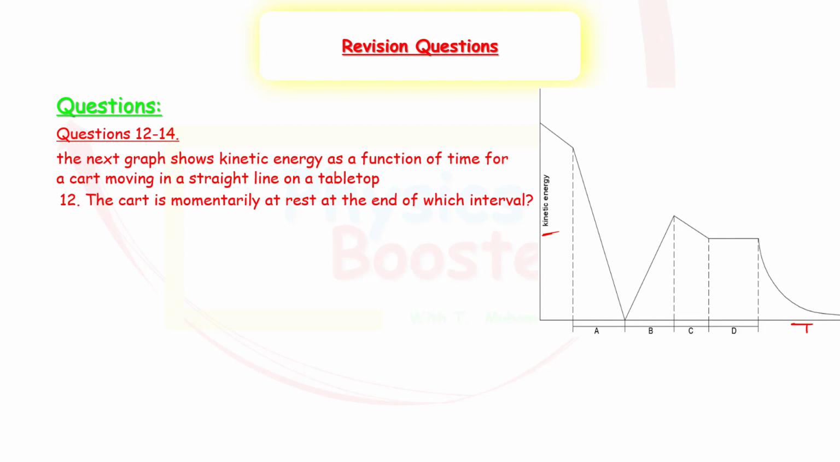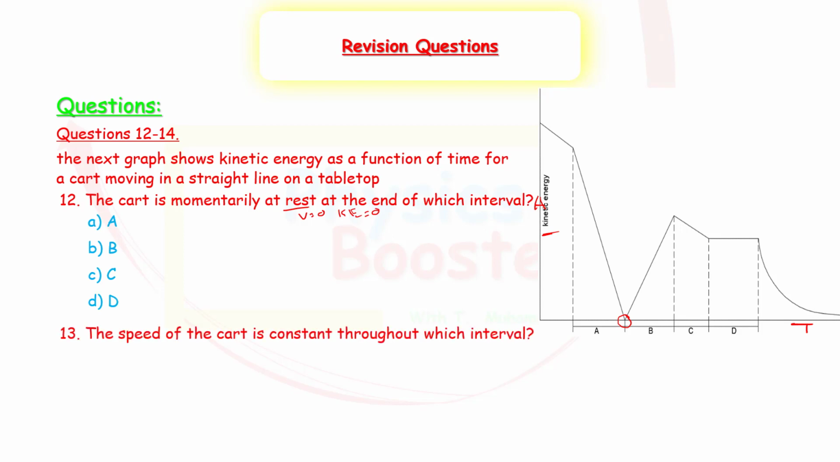Well, at rest means that it's not moving anymore, so the velocity is equal to zero. When the velocity is zero, this means that the kinetic energy is also equal to zero. So where is the kinetic energy equal to zero? We can see it is at the end of zone A. So we can say at the end of interval A.